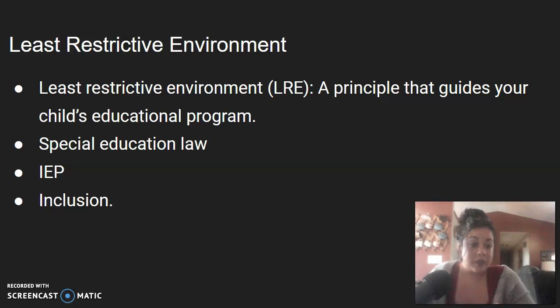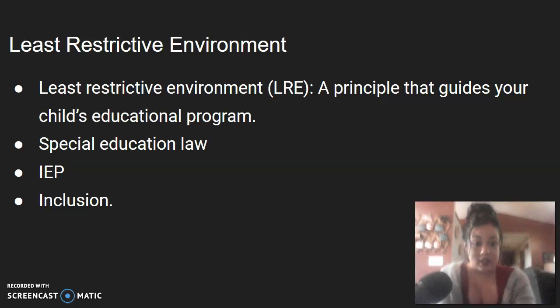Some other students may be in the general education classroom half the time, and then the other half in a different room or with other teachers. Like I said, that's going to look different for every student, and that's why we're going to talk about the assessment process and how we choose that. But the law says that we need to put them in the least restrictive environment, and that's different for every student. So we include students as much as possible in the general education classroom and provide them with services to get that education.